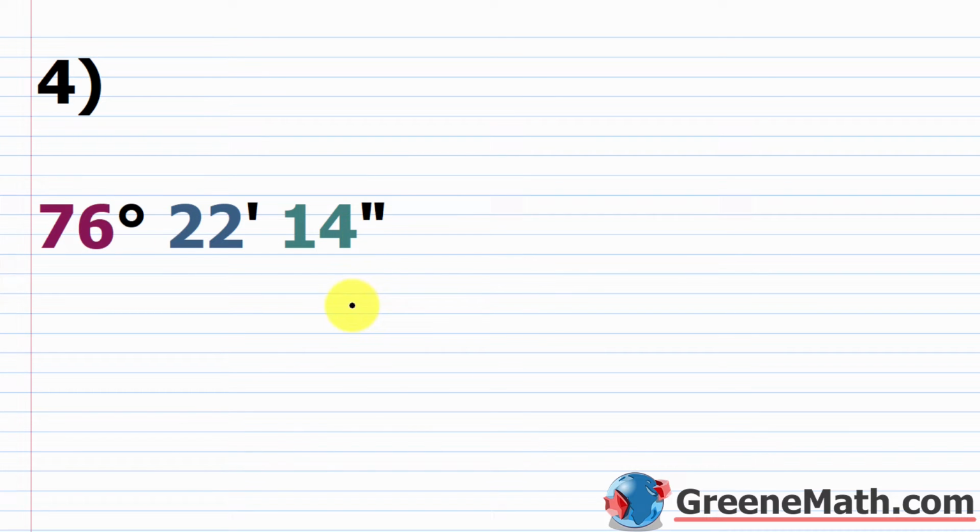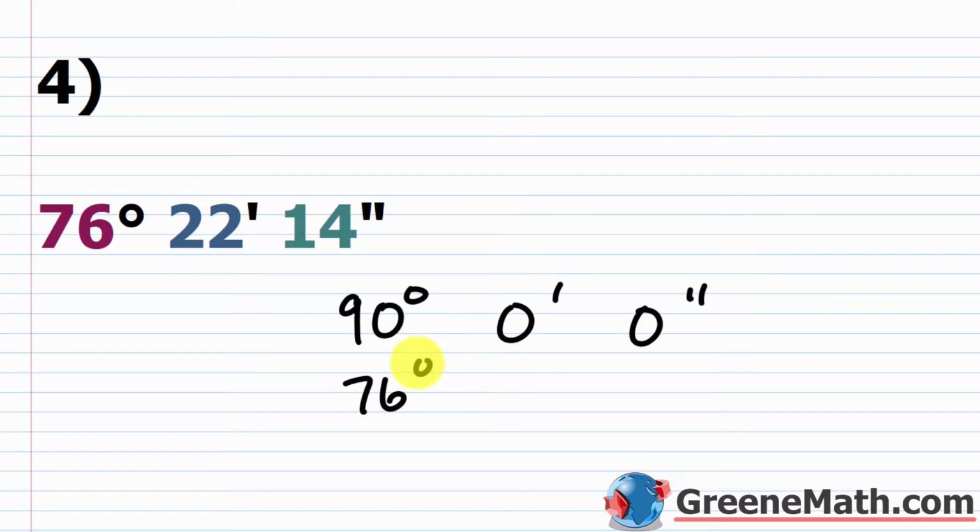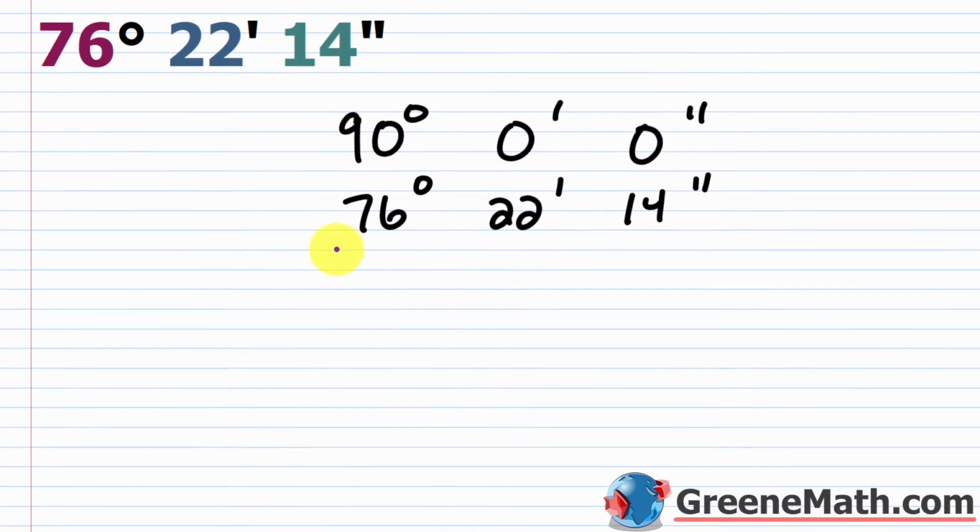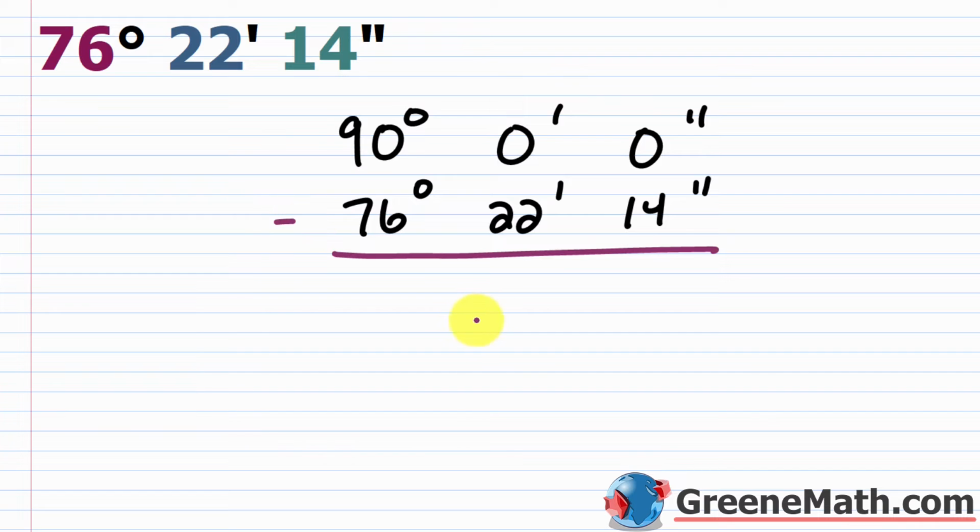So I'm going to set this up and say this is 90 degrees, and then I'll say it's 0 minutes and 0 seconds. Let me write this. This is 76 degrees, 22 minutes, 14 seconds. Okay, let's come down here. Let me put my minus sign here. And again, I'm just going to keep writing this relationship so we remember it. It's 1 degree is 60 minutes, and then it's 1 minute is 60 seconds.